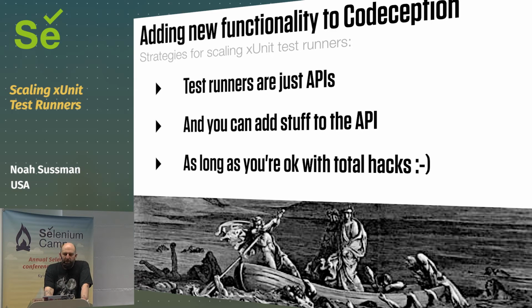So another thing I promised to talk about is how do you add functionality to a test runner. This is more of a demonstration of a principle than something that you'll necessarily be able to action, but I want to make a point here. A test runner at the end of the day is just an API, like any other API. If it doesn't do what you want, you can hack it up to make it do what you want.